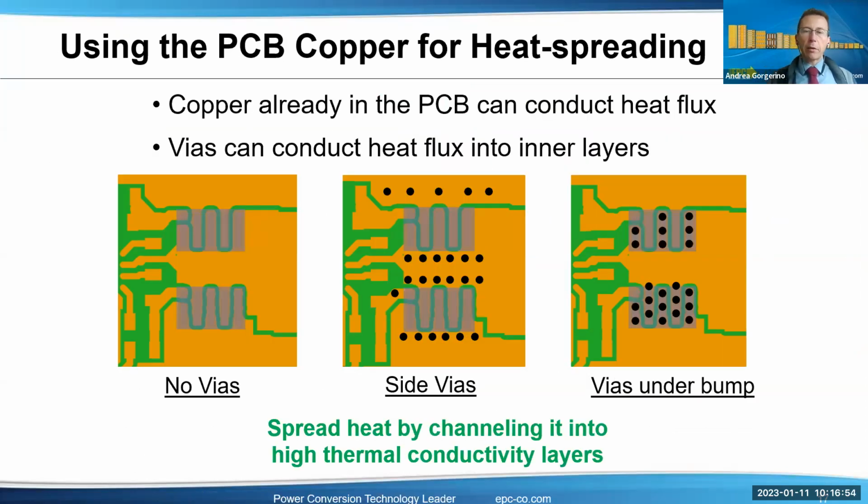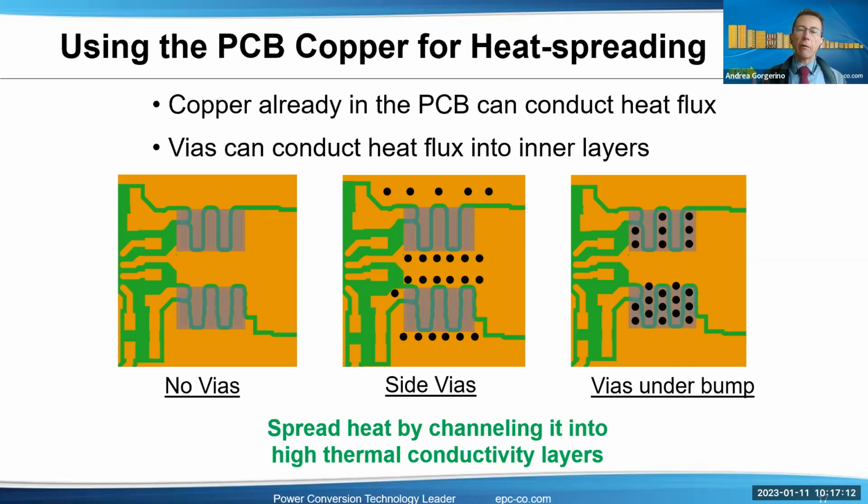So let's talk a little bit about these 2 paths. The first one is towards the PCB. Of course, here we want to use basically the PCB copper for heat spreading. And we do that basically with vias. So on the left-hand side, you have a design without any vias. And so what we want to do is add vias.